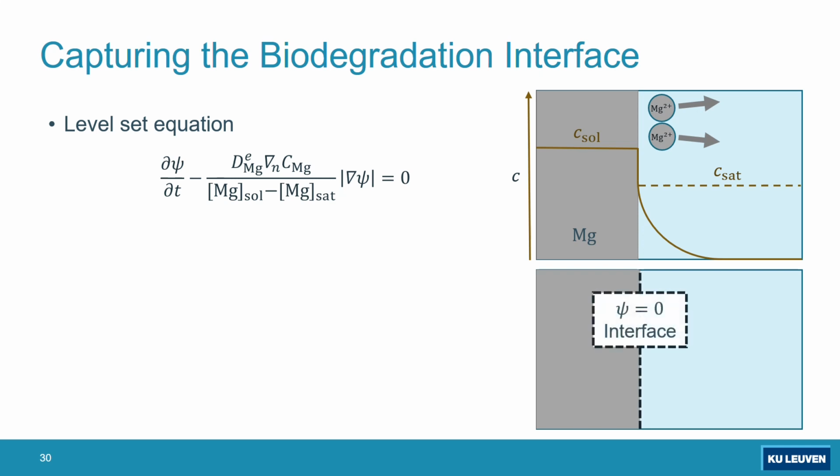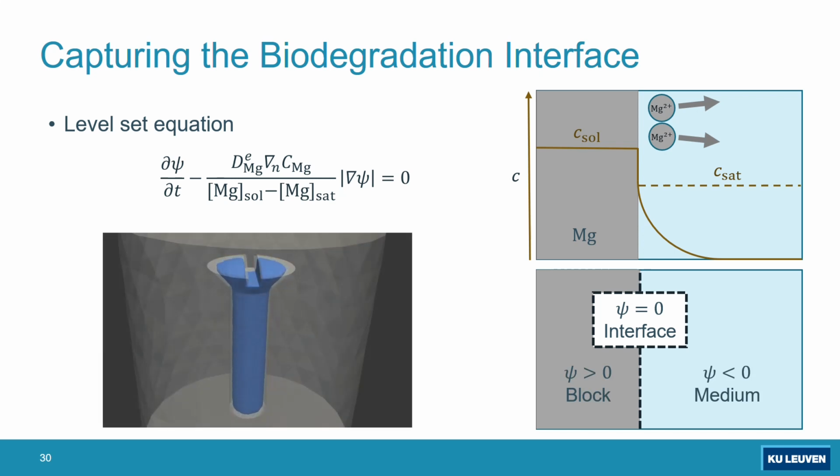This is a little bit different from the phase field. Positive or negative doesn't matter. It's here negative in the surrounding medium and positive inside the block. And this is the kind of result that it leads to. I showed you this one before. So this blue surface is nothing but the 0 isocontour of the level set function.